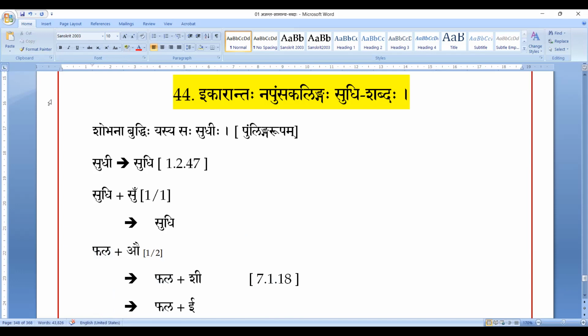By Svamor Napumsakat. Let's see what the number is. Svamor Napumsakat is 7.1.23. Then Sudhi Shabda plus Au. The Rupam would be like Vari Shabda, since Sudhi is Ikaranta. Therefore, what will happen? You will have Sudhini. Numam comes by Ikochi Bhakto.